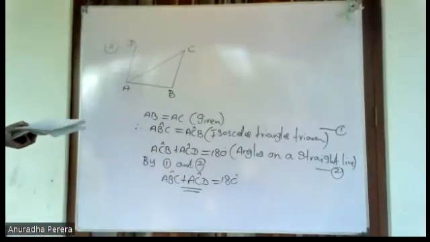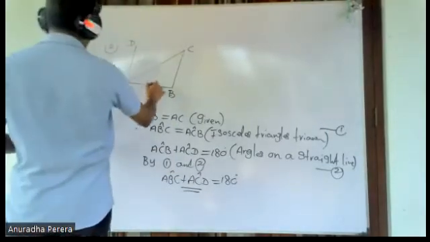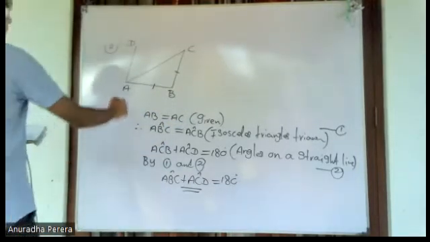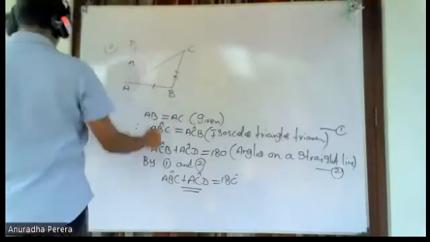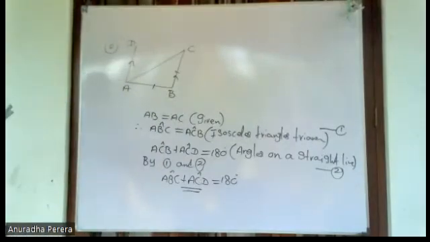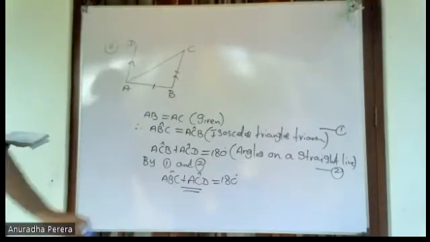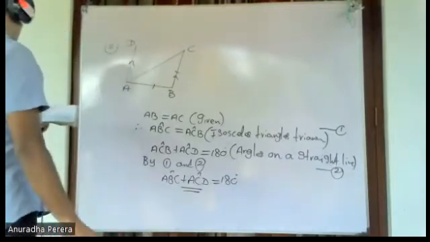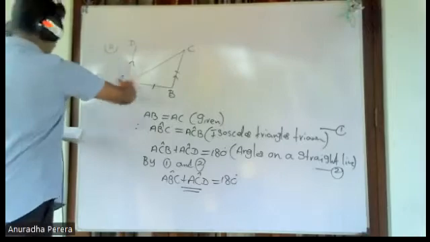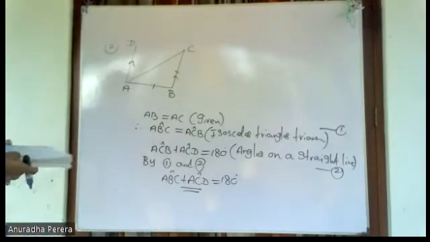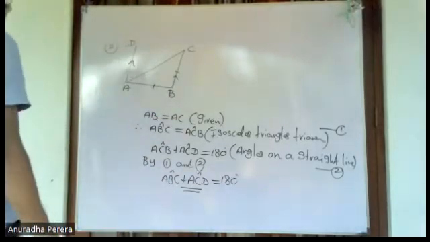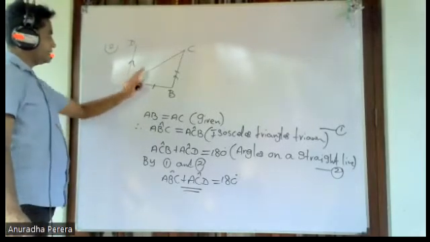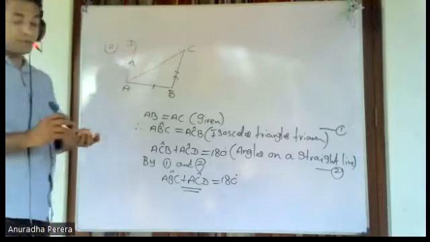In the figure, AB equals BC, right? And AD is parallel to BC. Prove that the bisector of DAB is AC. We have to prove that if these two are equal, then you can say AC is the bisector of DAB. And how to do it?